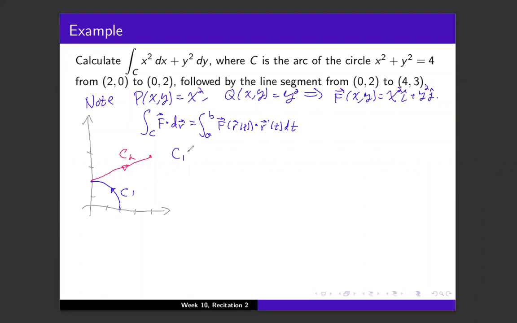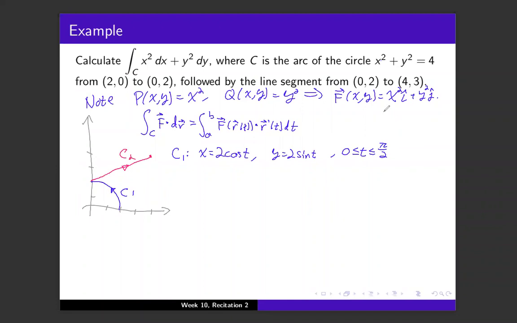So for C1, what does that give us? For C1, we can use our trigonometric parameterization, which would be x is equal to, in this case, 2 cosine t, because the radius is 2. y is 2 sine t. Now, by the way, before I forget, t is going from 0 to pi over 2.